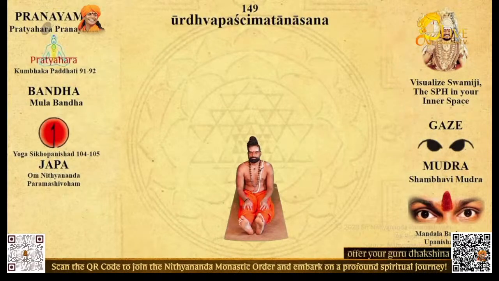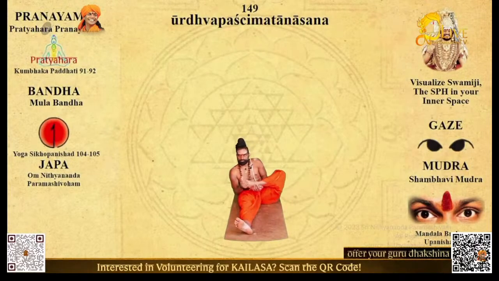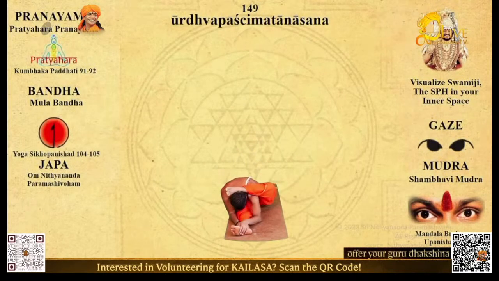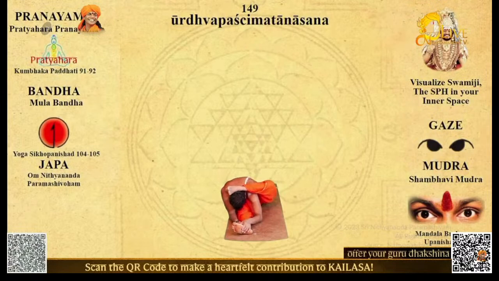Sit and extend both the legs out, lifting one foot behind the neck and lean forward and down as in Paschimottanasana. Perform the Pratyahara Kumbhaka. Visualize Swamiji in your inner space as you engage the Mula Bandha.